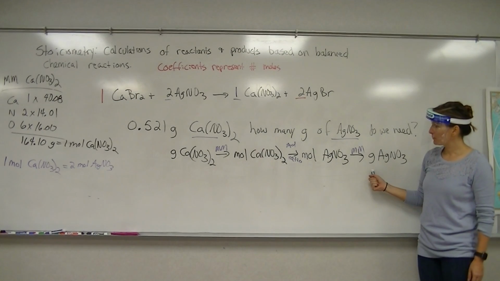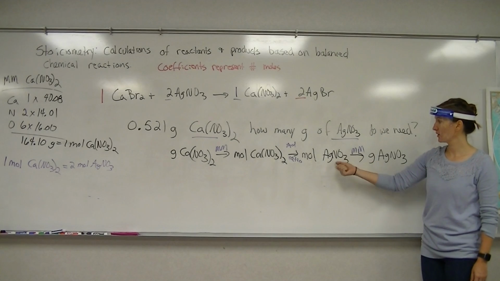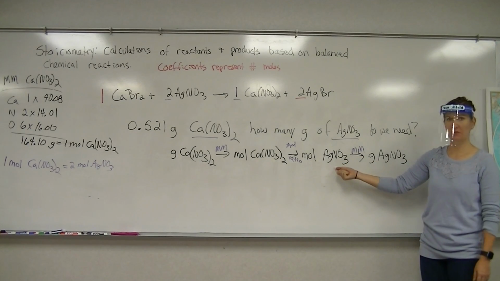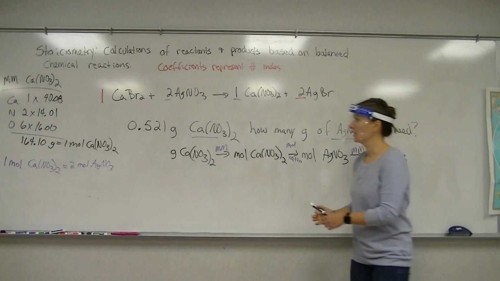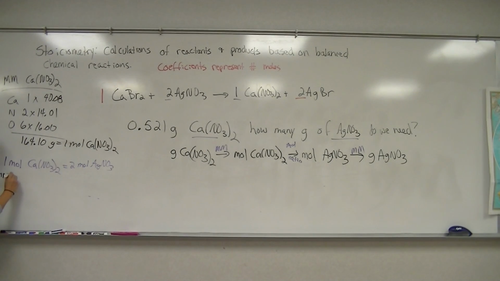Last step. We need molar mass. Molar mass of what? The silver nitrate. I'll write it in here. Make a list of every element present. Silver, nitrogen, oxygen. How many silver atoms do we have? 1. How about nitrogen? Oxygen?